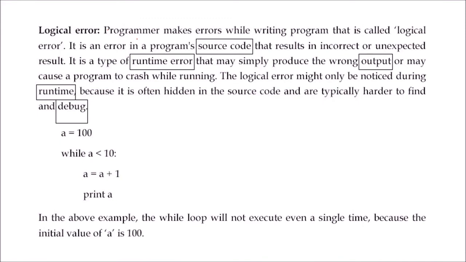Then the logical error. What is this logical error? There are certain errors in the logic. Once the compiler completes its work, meaning you have removed the compilation errors and followed the rules and regulations, there may still be certain logical errors that you might have made. Like in this program: a is equal to 100, while a less than 10, a is equal to a plus 1, print a. What do you think the error would be? See, a is 100, and 100 is not less than 10. 100 will never be less than 10. So this while loop is never going to execute. So this is a logical error.